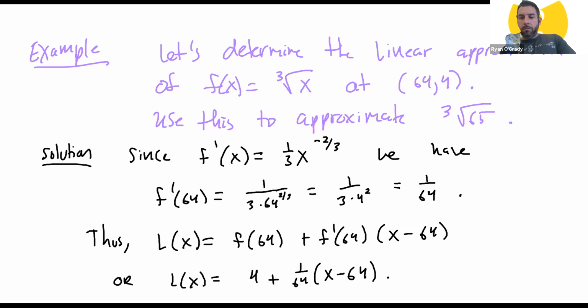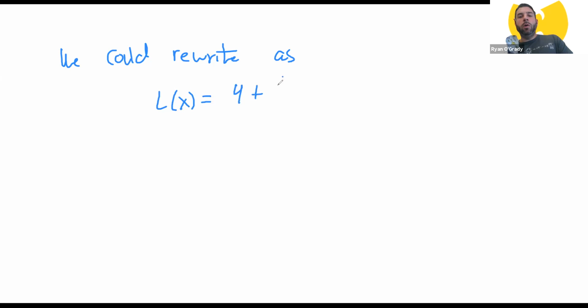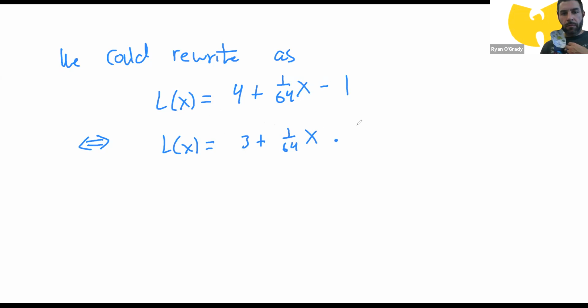All right, so if we rewrite that, I'm not saying you have to, but we could rearrange or rewrite as L of x equals 4 plus 1 over 64 times x minus 64, which of course is the same thing as L of x equals 3 plus 1 over 64x. So this is the linear approximation.